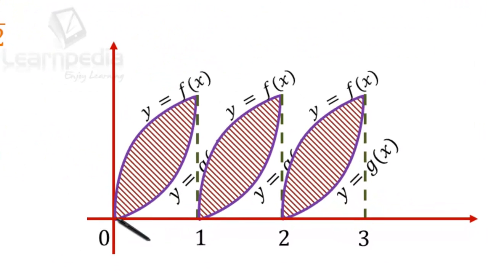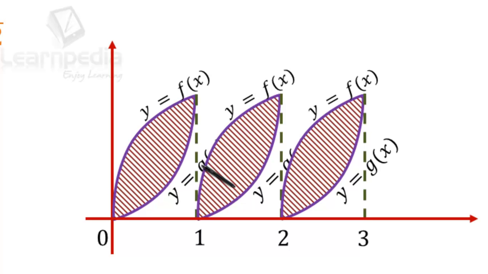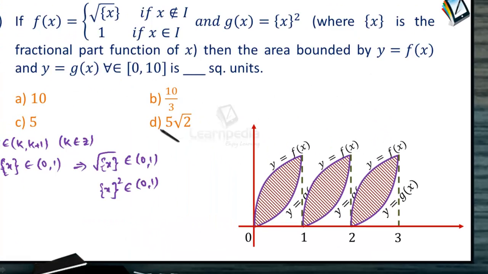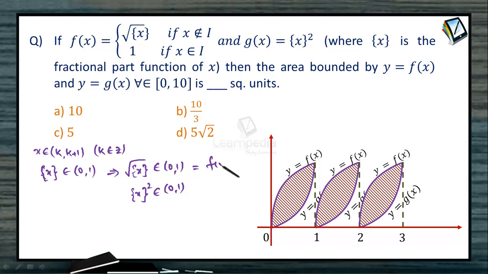That's why this upper portion, similarly this upper portion, and these portions would represent the function f of x, and g of x, the fractional part of x whole squared, is given by these lower portions. So the required area is now the shaded region, and this is going on from 0 to 10. One important observation is that from 0 to 1 the graph is the same as from 1 to 2, and from 1 to 2 the graph is the same as from 2 to 3.